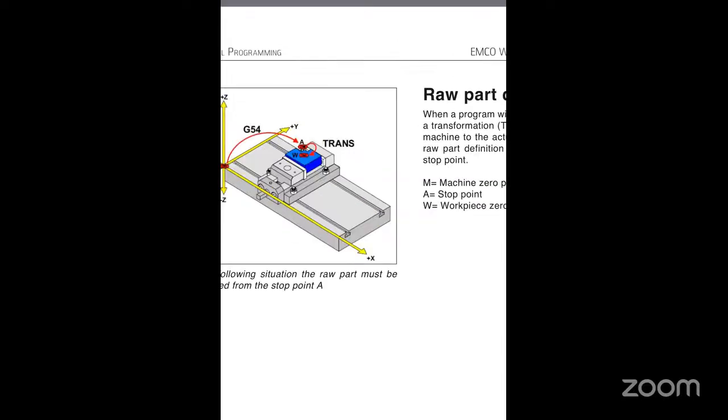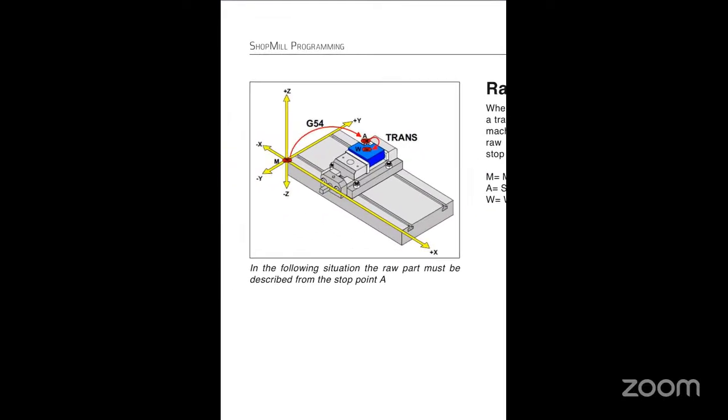So as per the manual, they are saying that if you are using G54 offset, and also if you will be using transformation, you should define the raw part from the stop point A. That means that will be the stop point, reference stop point.